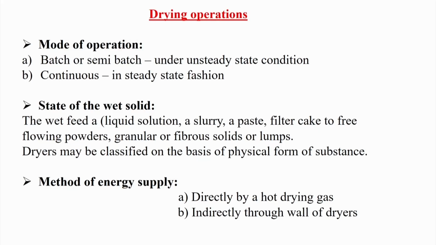Based on the mode of operation, a drying operation may be of two types: one is the batch or semi batch process, and another is the continuous process. Batch or semi batch process means an unsteady state condition. But whenever it is continuous, it is in a steady state fashion, meaning some wet solid is entering the system and continuously dry solid is removed from the dryer or drying medium.